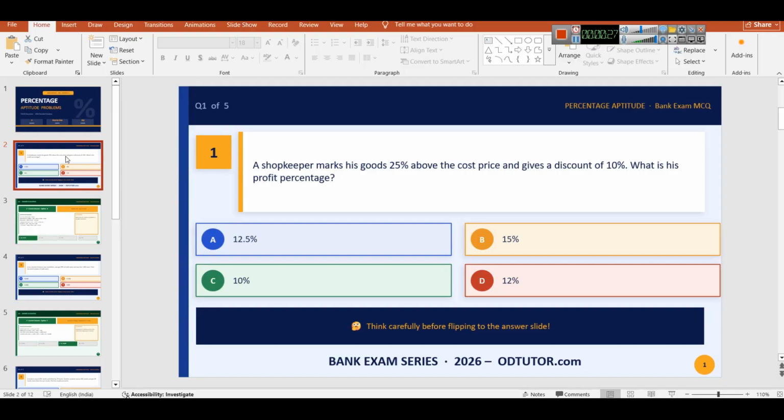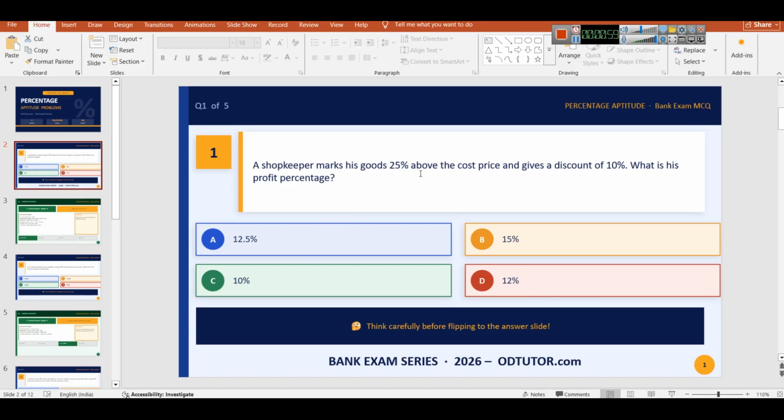and learning aptitude problems. Question number one: a shopkeeper marks his goods 25% above the cost price and gives a discount of 10%. What is his profit percentage? Is it 12.5%, 15%, 10%, or 12%? Think carefully before flipping to the answer slide. So we will now see the answer.